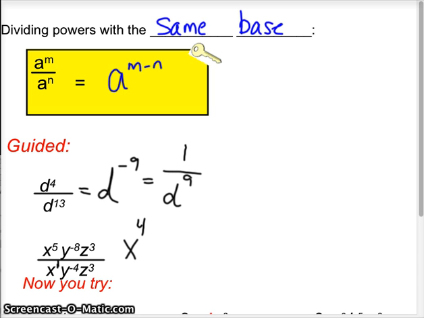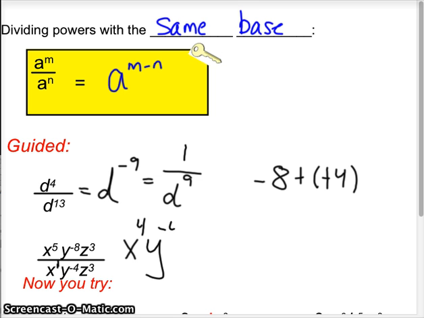Y to the negative 8 divided by y to the negative 4. Now, this you have to be very careful, okay? You're taking negative 8 and you're subtracting a negative 4. Okay, that's how we're going to find the exponent on the y's. But be really, really careful, please, okay? Remember, subtracting a negative. Remember your double slash method. So really, you're taking here negative 8 plus 4.